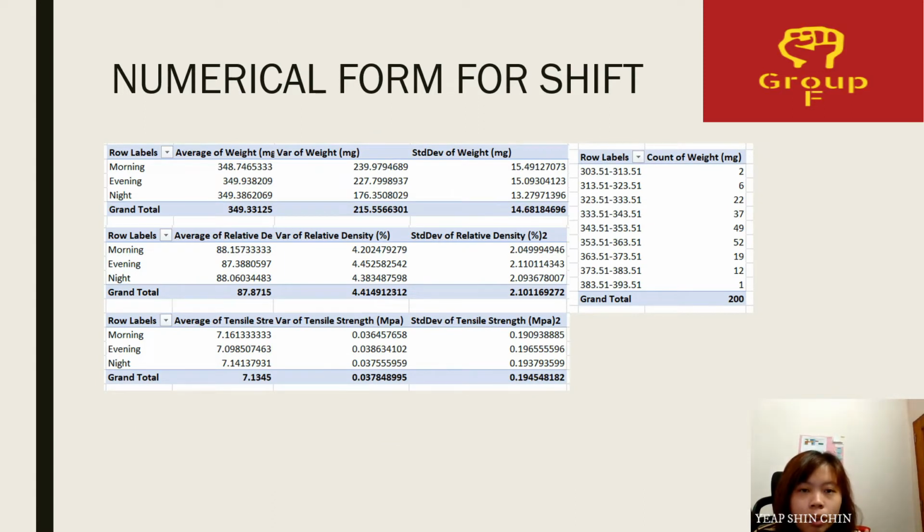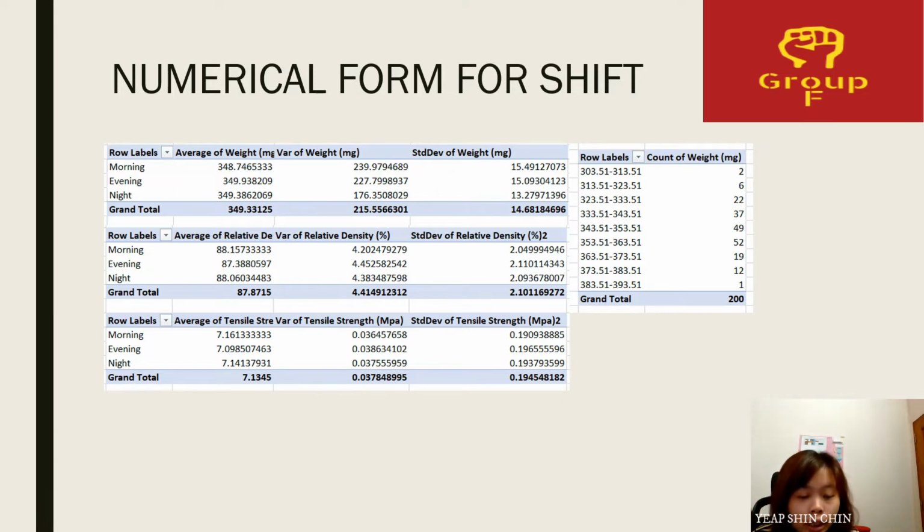So now we will see the numerical form for the shift. First, we will do the row label for the tree shift: morning, evening, night, and then we will find average of week, variances of week, standard deviations of week, average of the relative. So we will go by category. First is week, then is relative density. So we will find average of relative density, and then variances of relative density and standard deviation of relative density.